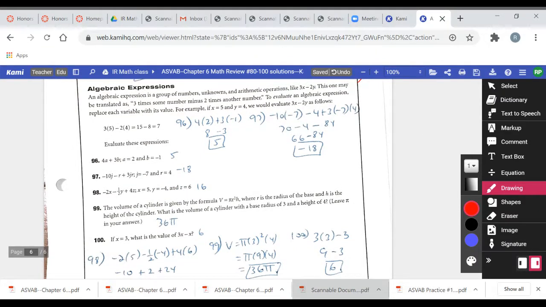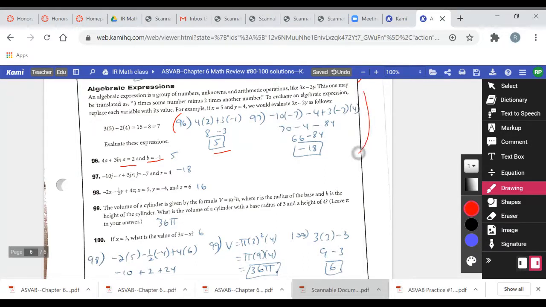Okay, on 96, these are expressions, not equations. So all I'm doing is substituting in, like a is equal to 2, b is equal to -1. I'm substituting the 2 in for a's place and the -1 in for b's place, and you can see I have the work for that right here. And once I do that, I'm just working things out in the right order of operations. 4 times 2 is 8, 3 times -1 is -3, and I end up with 5. I'm not actually solving for x, I'm just evaluating that expression.